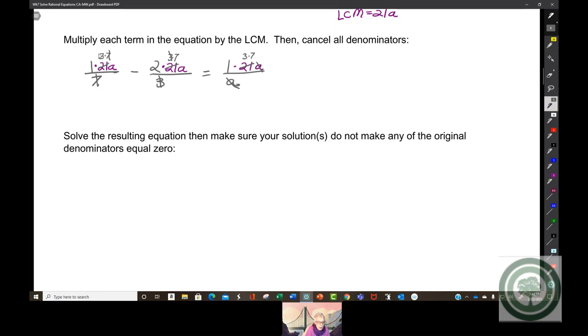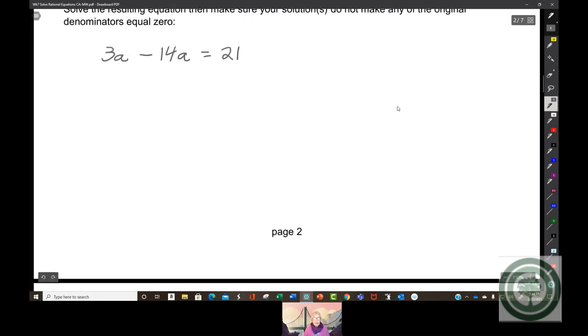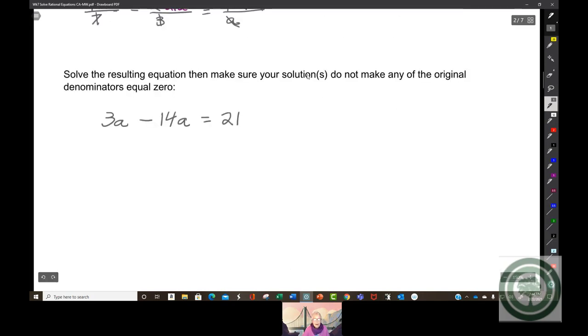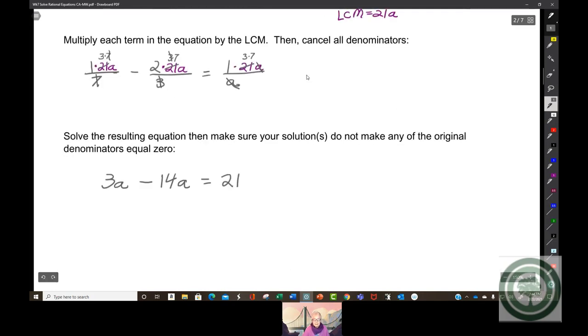Okay, what's left over then? 1 times 3 times A, that's 3A, minus 2 times 7 times A, that's 14A, equals 3 times 7. All I have to do is solve that equation, and look how easy it is to solve when there are no fractions. I don't have to worry about adding, subtracting, and multiplying fractions and all that, because we got rid of the fractions.